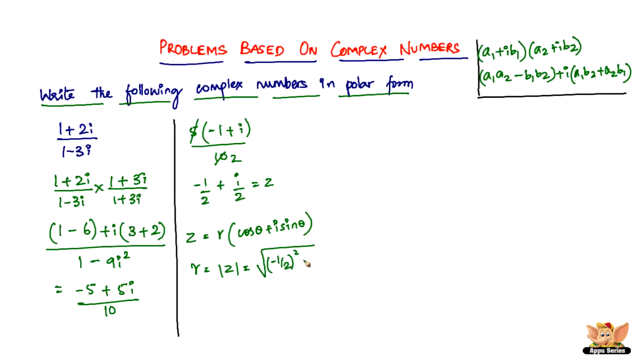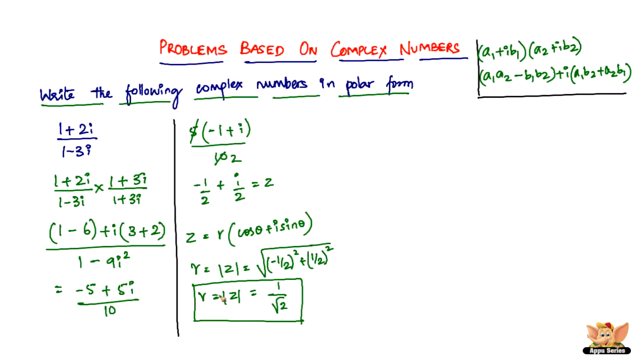So minus 1 by 2 whole square. In this case, b is plus 1 by 2. So it will be plus 1 by 2 the whole square. So what we have here is 1 by 4 plus 1 by 4, which is nothing but half. I leave those calculations to you. So it'll just be the square root of 1 by 2, or you can write it as 1 divided by square root of 2. So that is the r, or modulus of z.